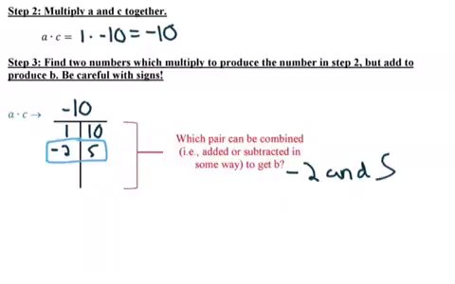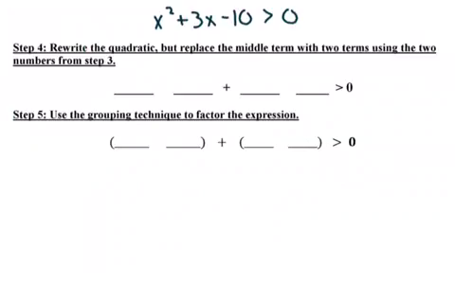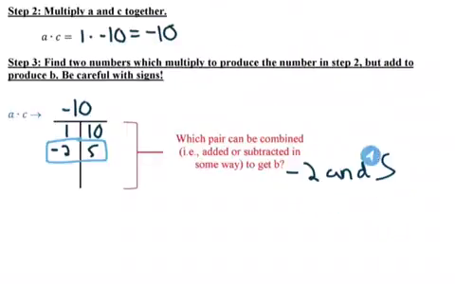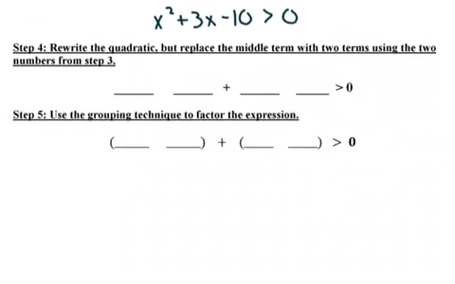Now we go on to probably what I think is the part that you guys struggle with the most, and that's going to be rewriting. So step number 4, rewrite the quadratic, but replace the middle term with two terms using the two numbers from step 3. So our two numbers from step 3 are negative 2 and 5. So I'll just jot those down over here, negative 2 and 5. And we want to rewrite the quadratic, but replace the middle term with two terms using the two numbers from step 3. So I go back to my quadratic.